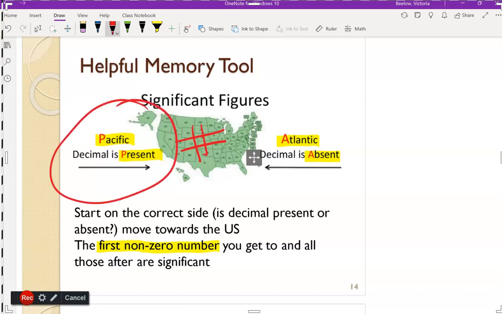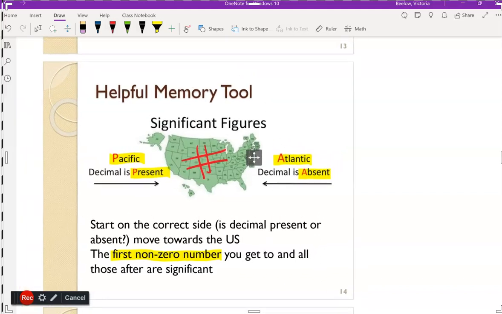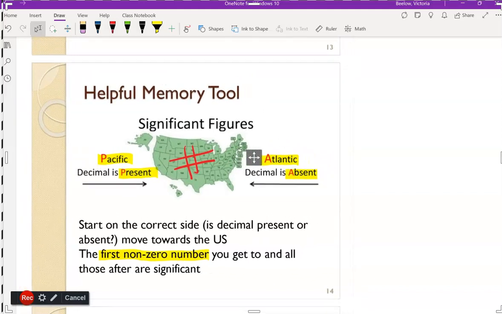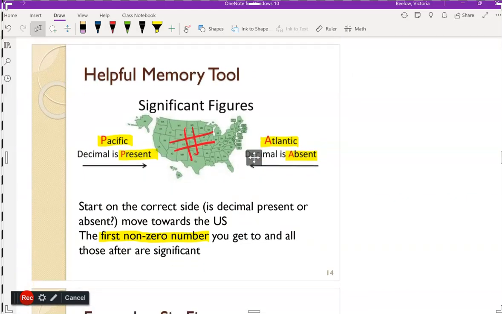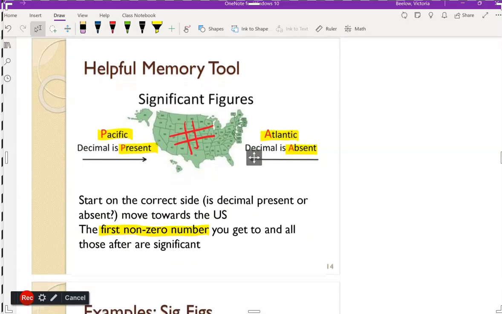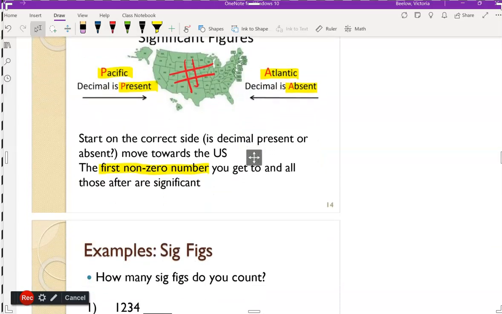Versus if you have a decimal point present, you see a decimal in the number, you're going to start on the left-hand side of the number. You're going to move towards the number, and the first number that you come across that is not a 0, so first non-zero number, you count that as significant and everything after that as significant. So let me show you how to use this memory tool. Again, Atlantic, absent, Pacific, present.